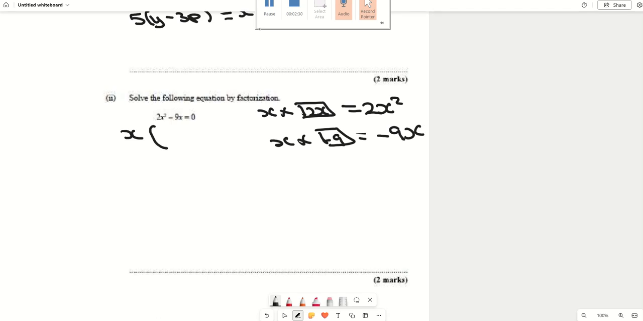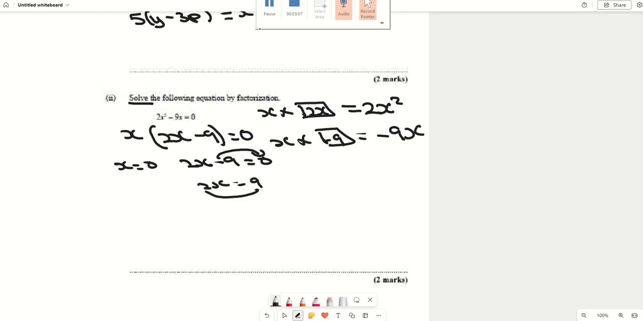So that's x open bracket 2x. So whatever is in the boxes, we're going to put that in the brackets, right? 2x minus 9 close bracket is equal to 0. They said solve, right? When we're solving a quadratic using factorization, what you're going to do is let each bracket be equal to 0. So the first answer would be x is equal to 0 because that's your first bracket. The second bracket says 2x minus 9 is equal to 0. You make x a subject. Carry across minus 9, that's 2x is equal to positive 9. Carry across multiply by 2, so x is equal to 9 divided by 2.